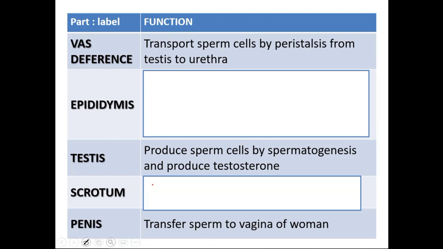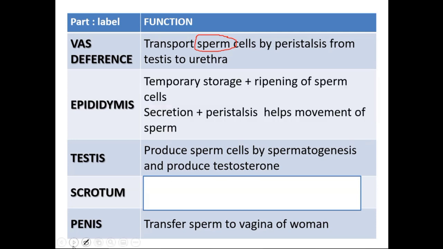Okay, once again, notice the terms I'm using. It's to transport sperm now, okay? Remember, in the testes is where the sperm is produced. We call that process spermatogenesis, meaning the production of sperm. And the sperm is then transported from the testes, okay, via peristalsis to the urethra. And we're going to get to that, what happens next day.